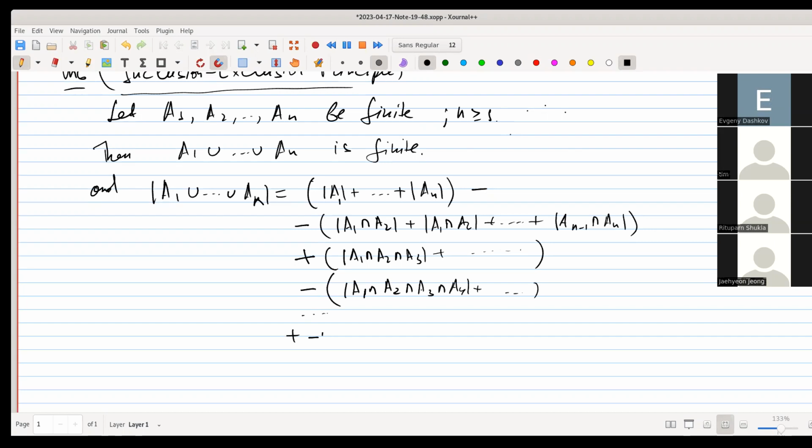It will be (-1) to the power n minus 1. And here we have a sum of all intersection sizes where we are intersecting all n sets. But there is just one way to take an intersection of n sets. Is this idea clear?